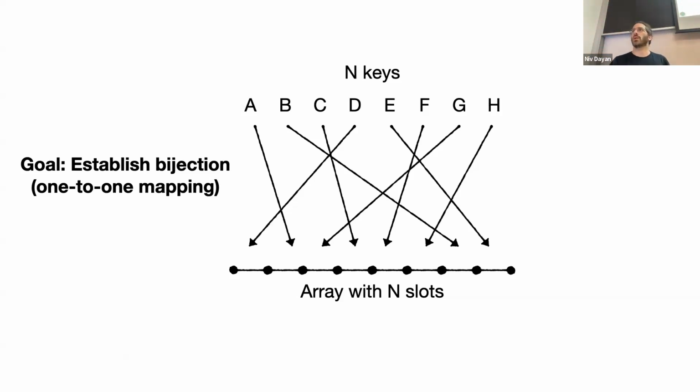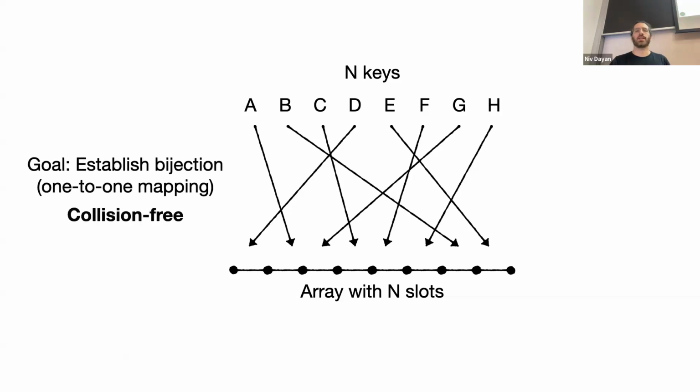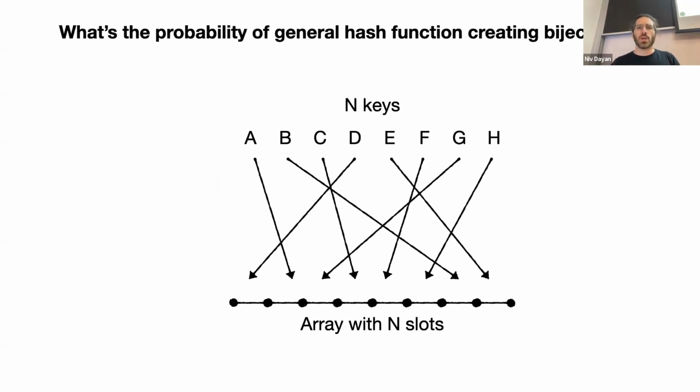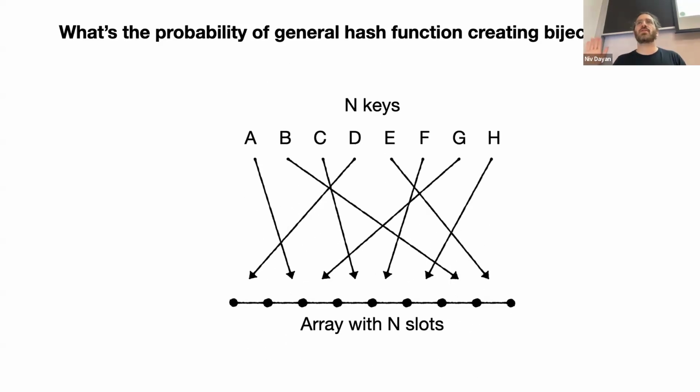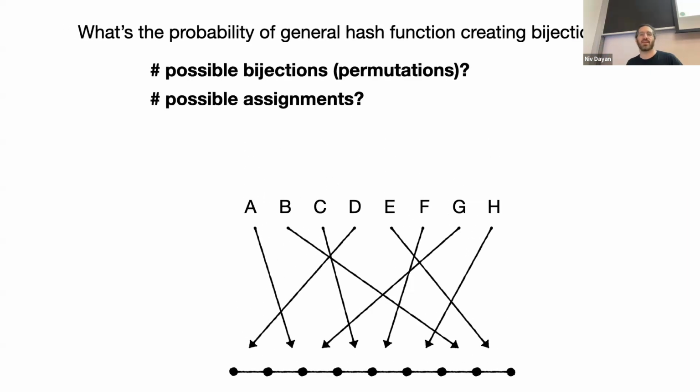Okay, that's our goal. And we want a bijection, which by definition is collision free. All right, so we might ask, suppose that we just take a random hash function. What is the probability that we'll actually get a bijection, a one-to-one mapping? I might as well show you this. We're going to do that by looking at these two things.